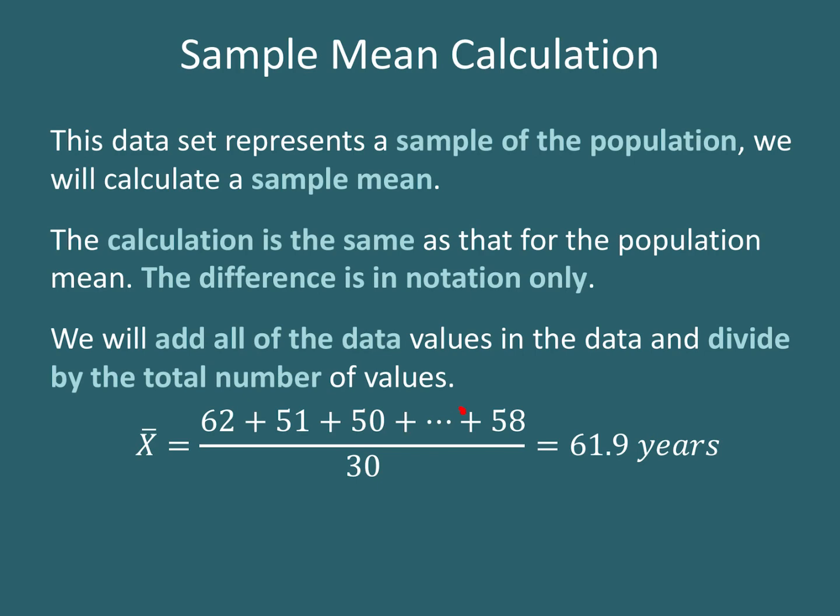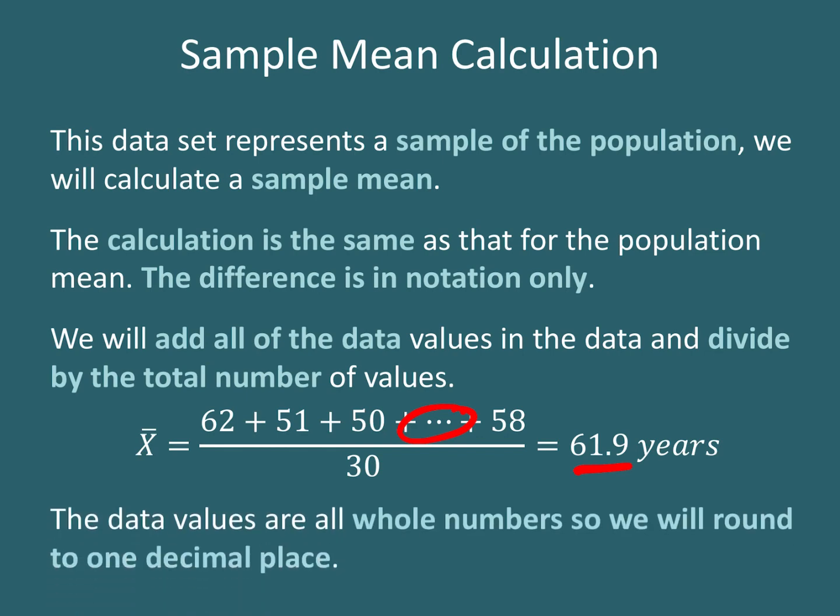Again, the dot dot dot here represents the numbers I could not fit on the screen, but I essentially added up all the numbers that were on the previous table in the previous slide. Here you'll notice we got 61.9 years. Again, since the data values that were given to us are whole numbers, we round to the 10th place.